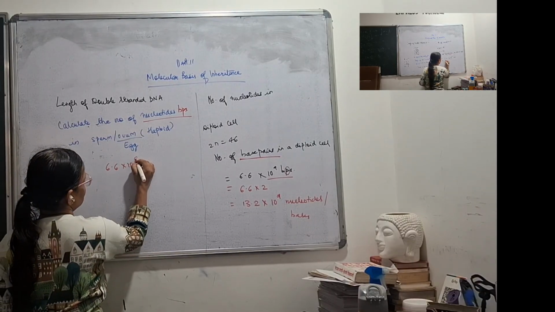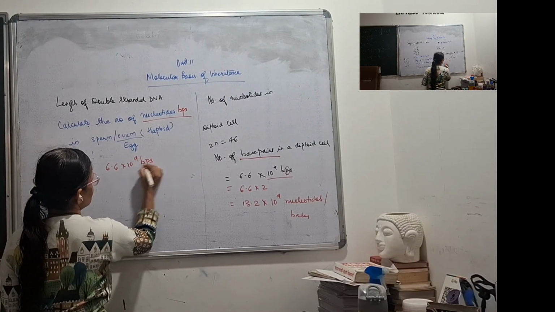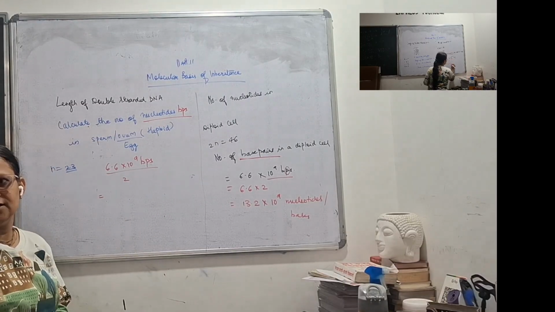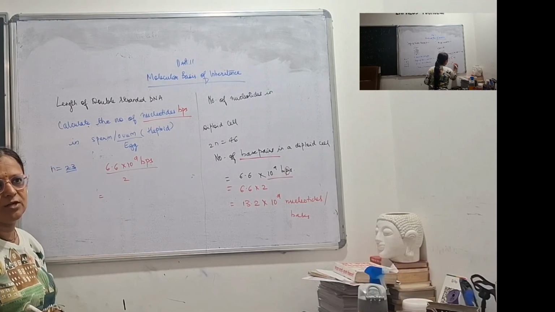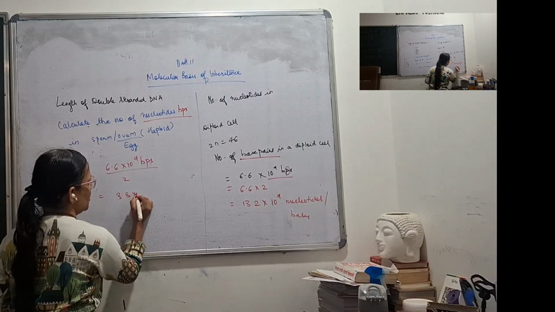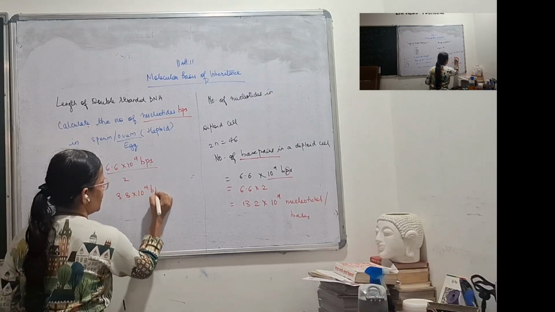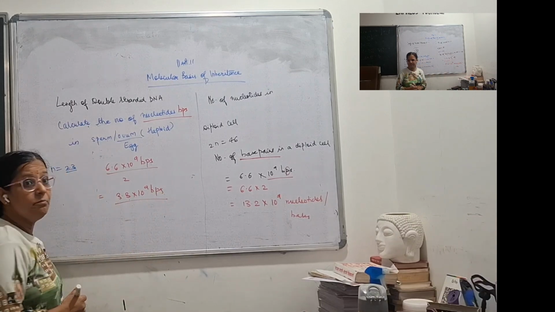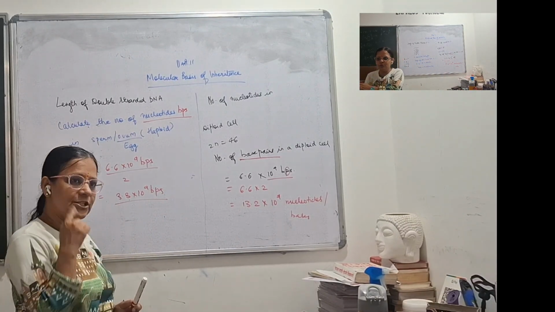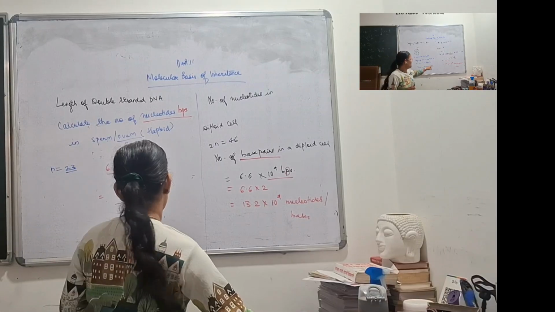6.6 into 10 raised to 9 base pairs divided by 2. What answer will you get? 66 divided by 2 is how much? 33, right? That means 3.3 into 10 raised to 9 base pairs. Now this is in pairs, understand. So you will have to convert this into bases if they ask you.